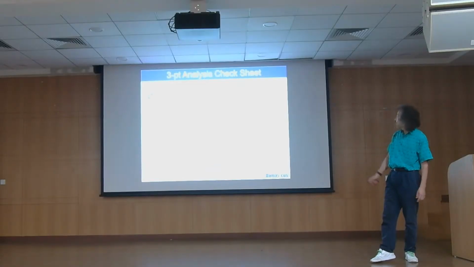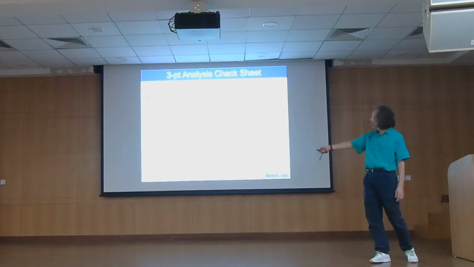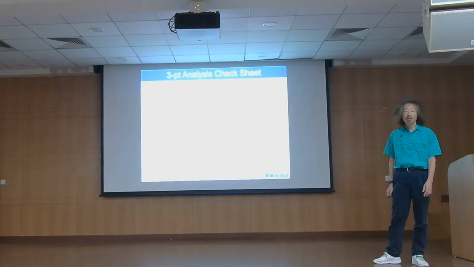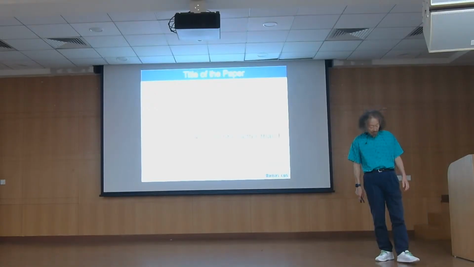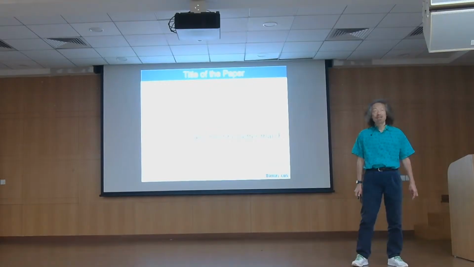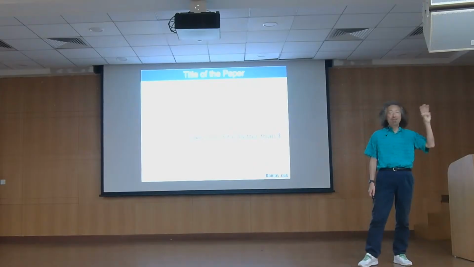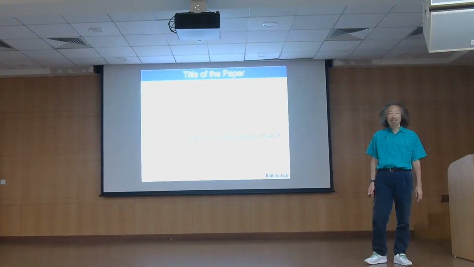So here is a 3-point analysis check sheet. You are supposed to check all yes in these boxes when you have successfully completed the 3-point analysis. Now, once you are successful in the 3-point analysis, you have 3 things on hand: the value, the trick, and the problem. Let's use these 3 things to design the title of the paper.